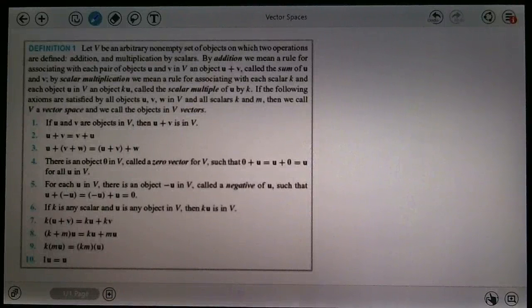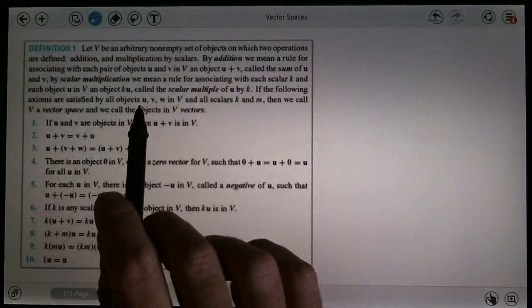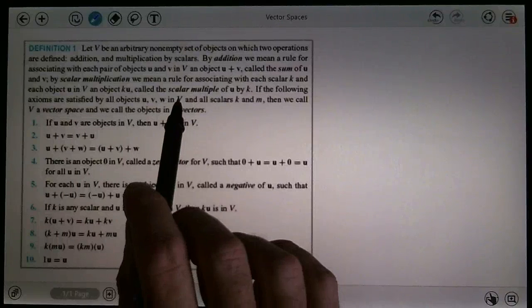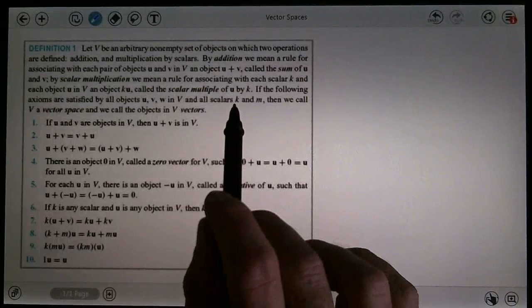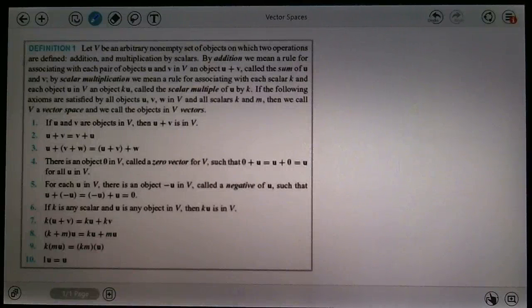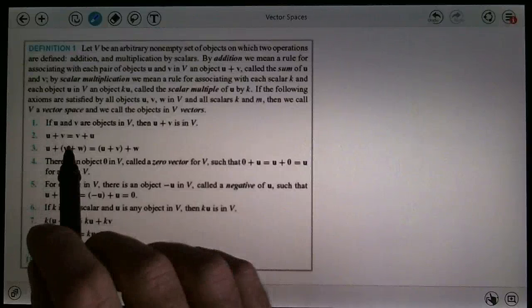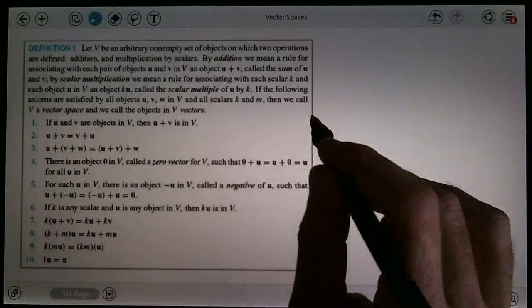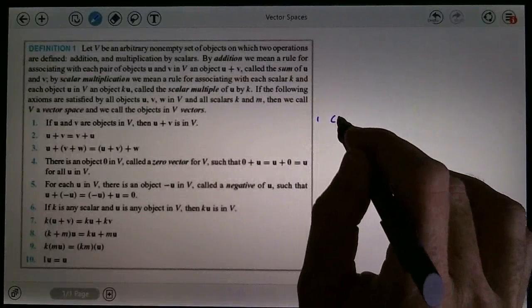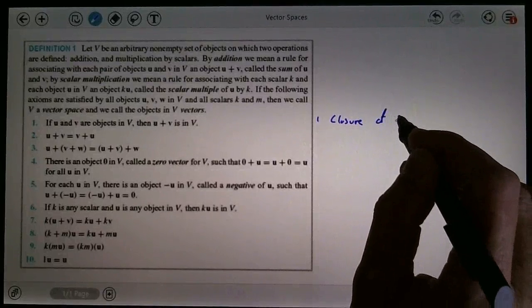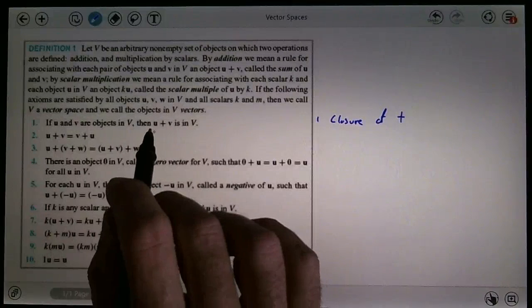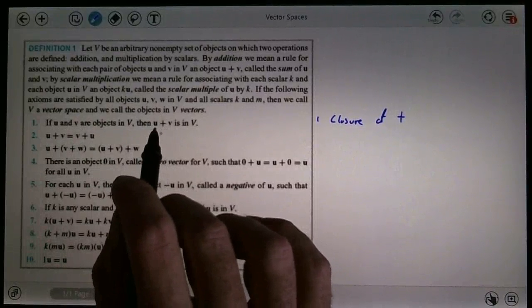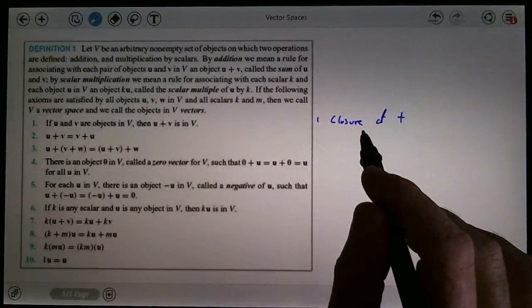If the following axioms are satisfied for all objects u, v, w in the set V, and all scalars k and m, then we call V a vector space, and we call the objects in V vectors. So here's 10 things that have to happen in order to be a vector space. First of all, the way you have addition defined has to actually be closed. Number one here is called closure of addition, so that if you take two objects in V, you create this thing called u plus v. Is that still in the vector space? Yes, it has to be there.